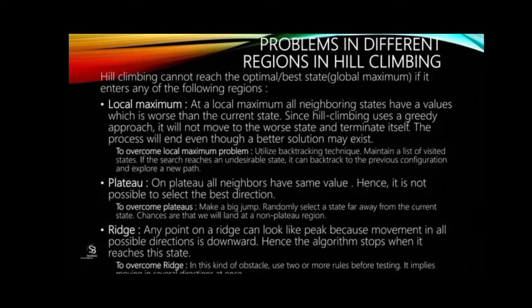And the problems in different regions: hill climbing cannot reach the optimal best state if it enters any of the following regions. Local maximum: at a local maximum all neighbor states have values which are worse than the current state. Since hill climbing uses a greedy approach, it will not move to the worse state and terminates itself. The process will end even though a better solution may exist. The plateau and the ridge.